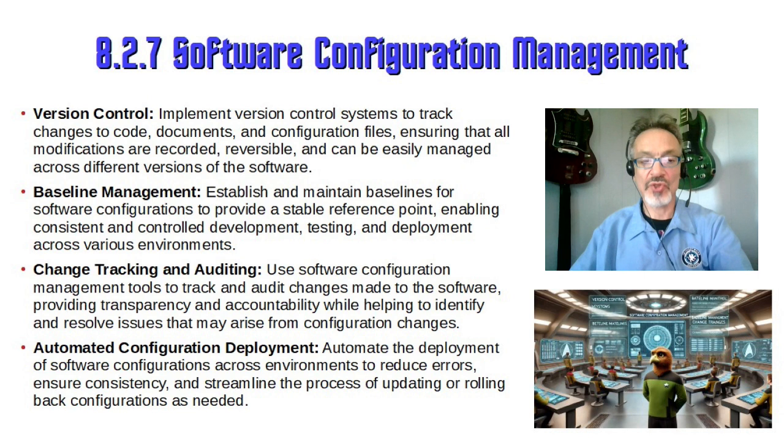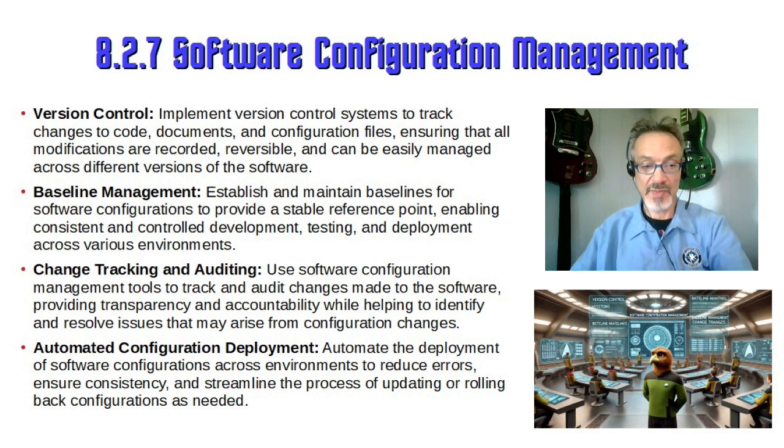8.2.7 Software Configuration Management. Effective configuration management is crucial to maintaining the integrity, security, and reliability of your software throughout its lifecycle. And here are some things you need to focus on. Version control. Implement a version control system that allows you to track changes to code, documents, and configuration files. This ensures that modifications are recorded and reversible. For the exam, you should understand how version control contributes to a secure development environment, especially when managing multiple versions of the software.